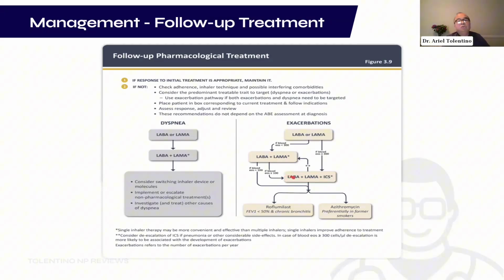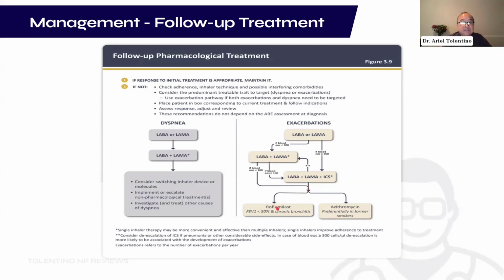Okay. Now, in two situations: the first situation, if the patient is on a LABA-LAMA combination and the blood eosinophil is less than 100; and the second situation, if the patient has a LABA-LAMA-ICS triple combination. If the patient has either of those situations and there is still worsening of exacerbation, there are two further options.